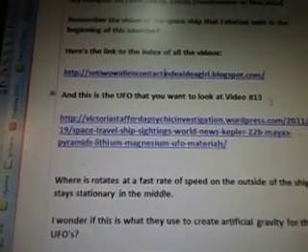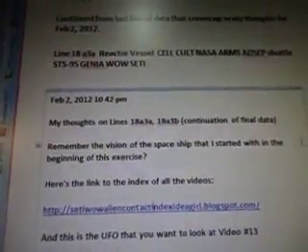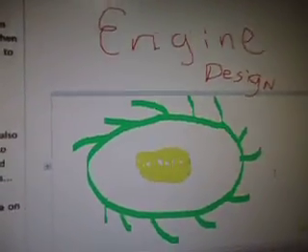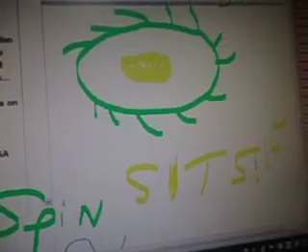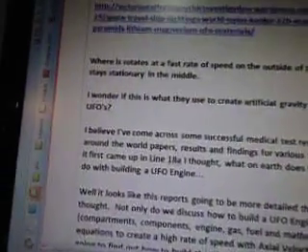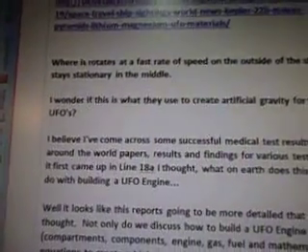So, if you want to look at the UFO video, number 13, that's the one you want to look at in regards to this video, the line 18. It shows a picture of this. This is where I started talking about this UFO engine design idea that I had from a dream. Then I found there's actual sightings of UFOs that look the same as it, where it rotates at a fast rate of speed on the outside of the ship and stays stationary in the middle.